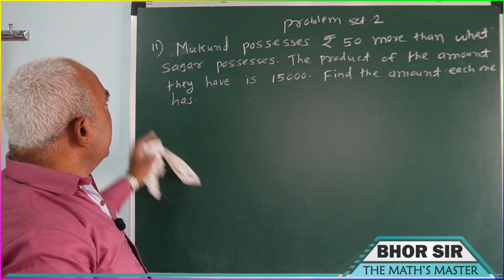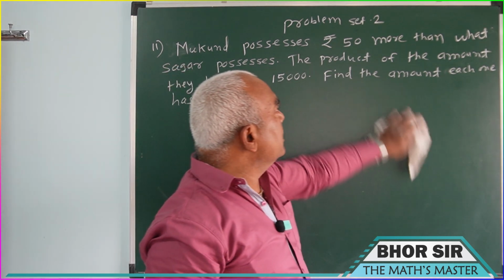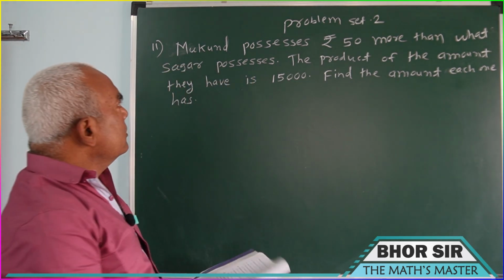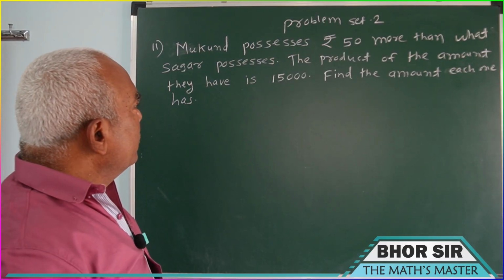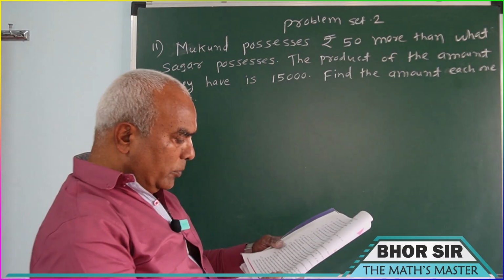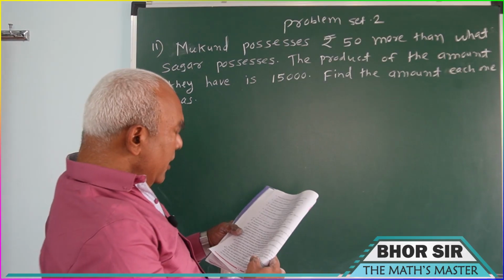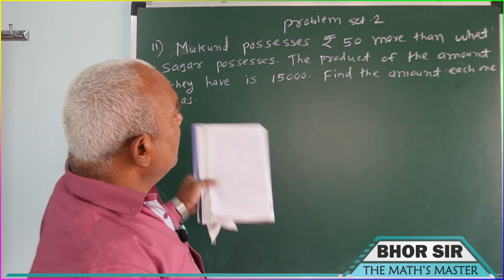Now, what is the question? Mukund possesses rupees 50 more than what Sagar possesses. The product of the amounts they have is rupees 15,000. And we have to find out the amount each one has.